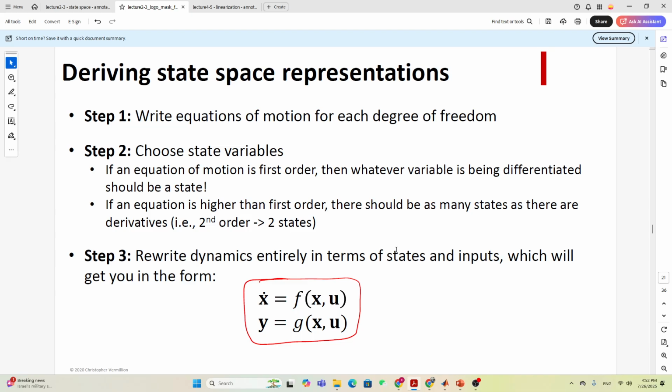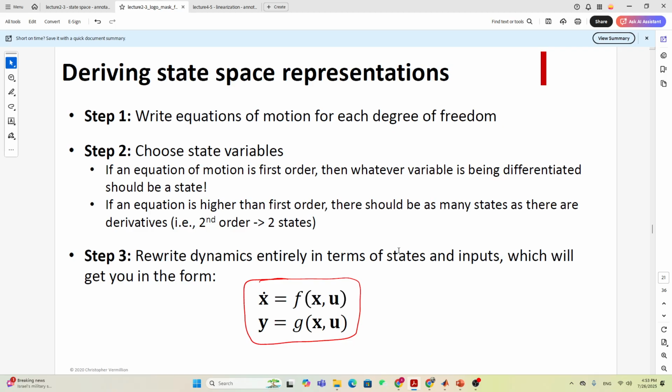So if you look at it, we summarize that into 3 different steps. Step 1, you write your equations of motion for each degree of freedom, right? And choose the corresponding state variables. If an equation of motion is first order, then no matter what variable is being differentiated, should be a state. If an equation is, let's say, higher order than first order, there should be as many states as there are derivatives.